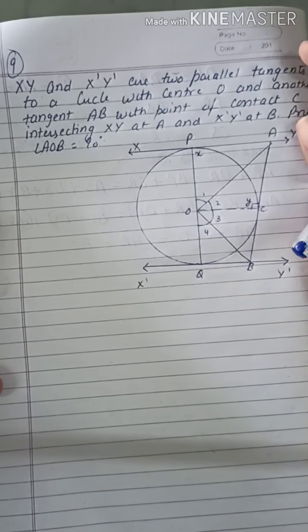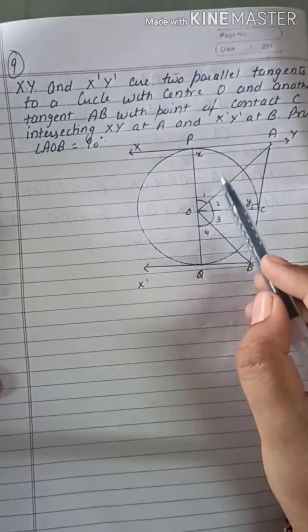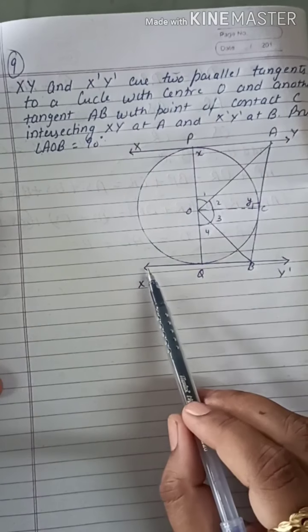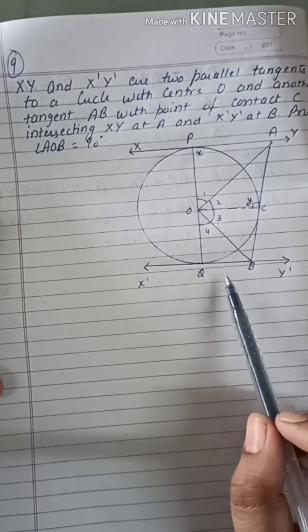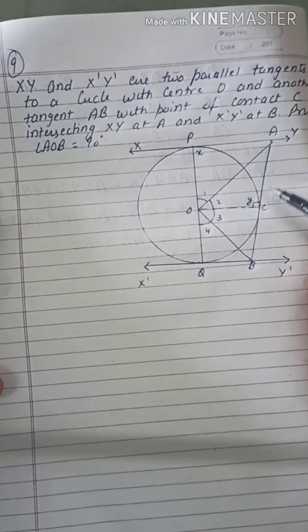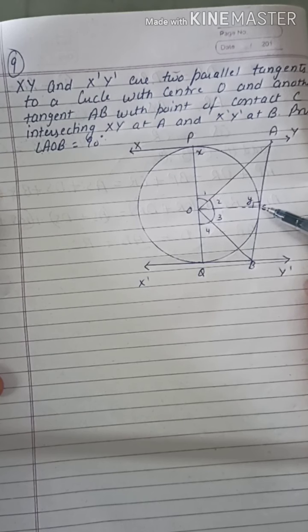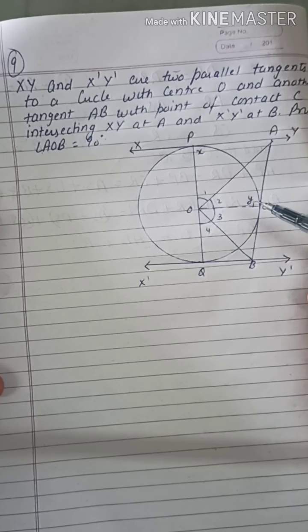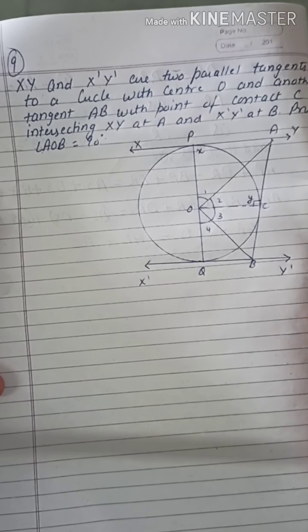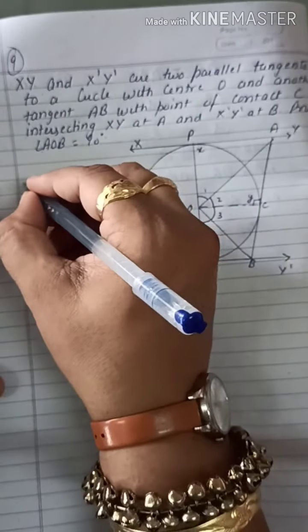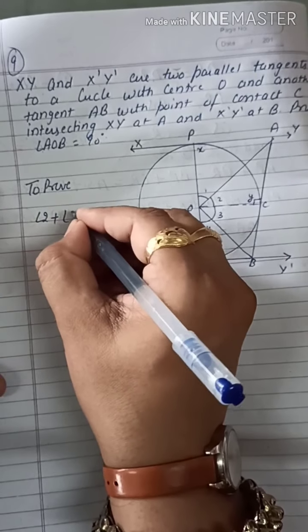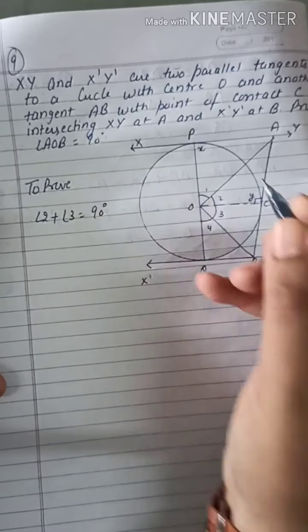Now I am going to explain the statement first. So this is a circle. Two tangents are given. XY is a tangent and X'Y' is a tangent, and these are parallel to each other. And one more tangent AB passes through the point of contact C. So what we have to prove? We want to prove that angle AOB is equal to 90 degrees, or we can say we want to prove angle 2 plus angle 3 is equal to 90 degrees.